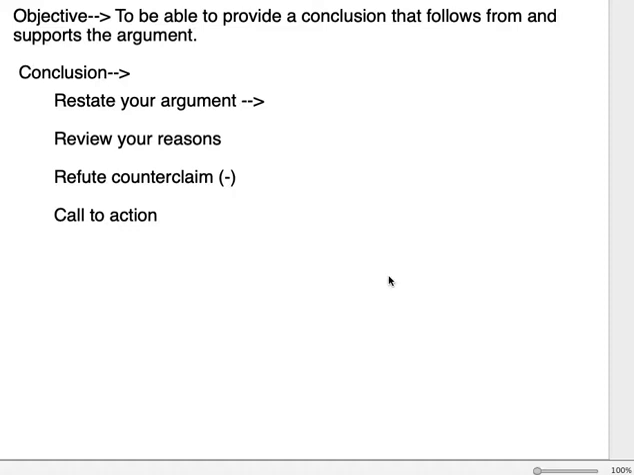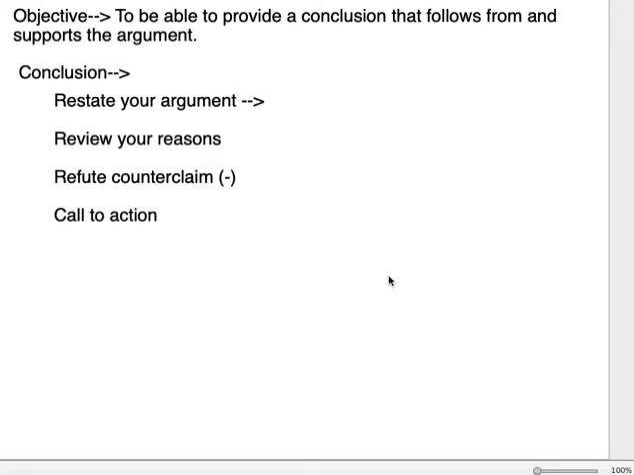You can refute the counterclaim. Some conclusions do this, some don't. If you've just spent a few paragraphs in your essay refuting the counterclaim, you don't necessarily need to include this in here. For shorter essays or essays where you don't have a lot of time to refute the counterclaim, you would include it in your conclusion. You can touch on it again if you would like to, but it's not a requirement. That's why that little negative sign is there next to it.